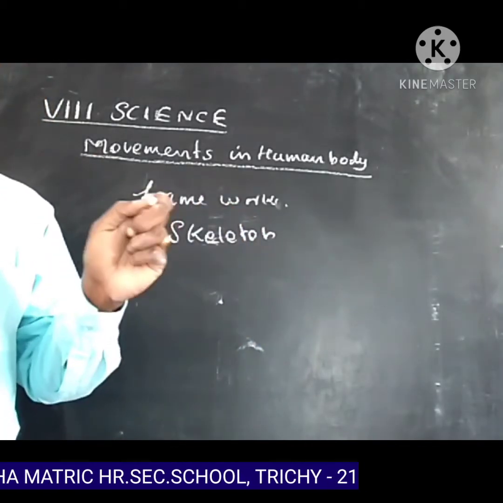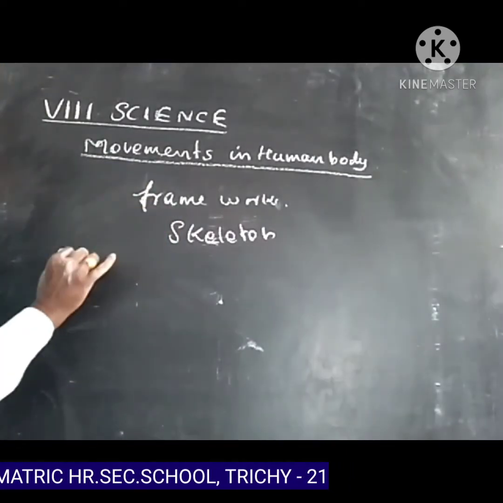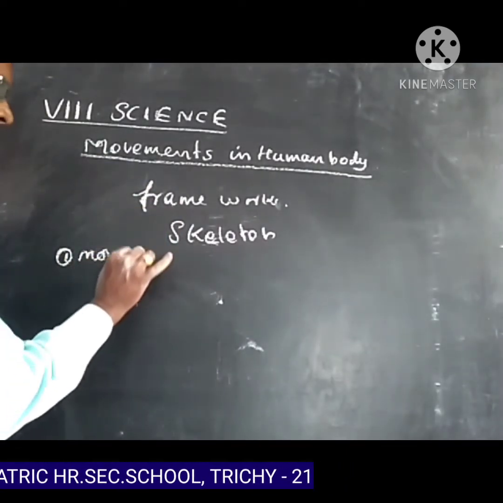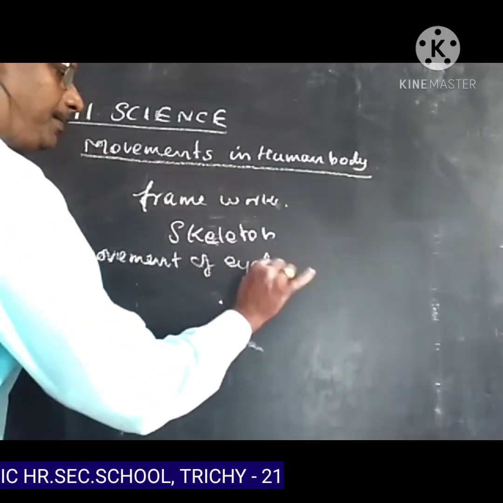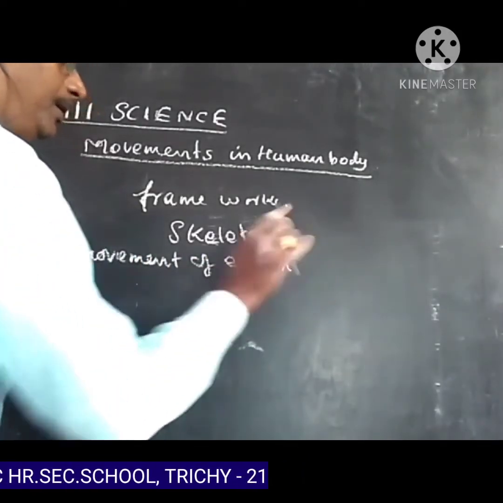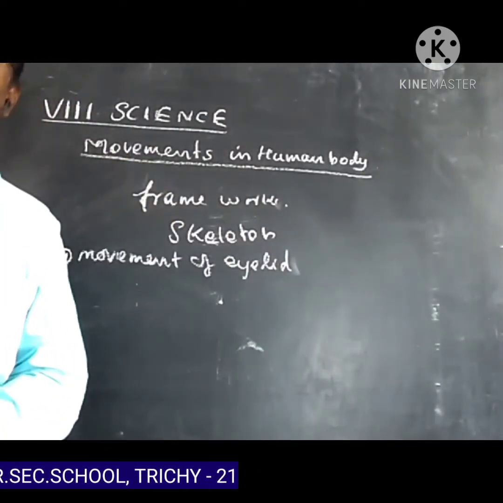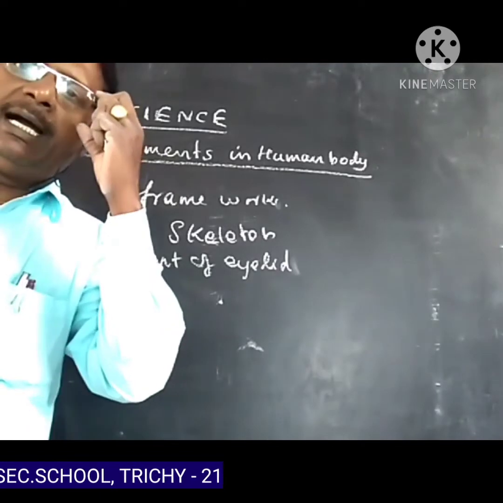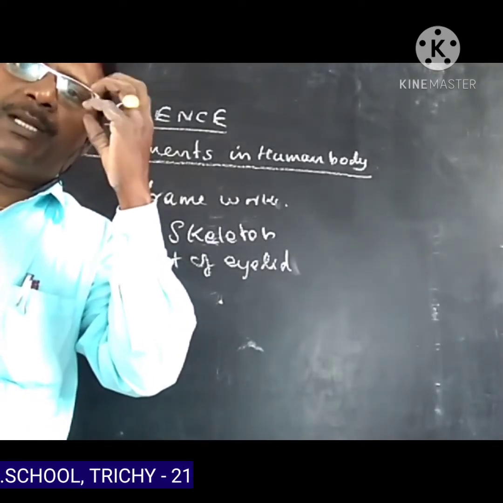Some of the movements in the body are: first, the movement of the eyelids. We have an upper eyelid and a lower eyelid. The upper eyelid moves from one place to another.